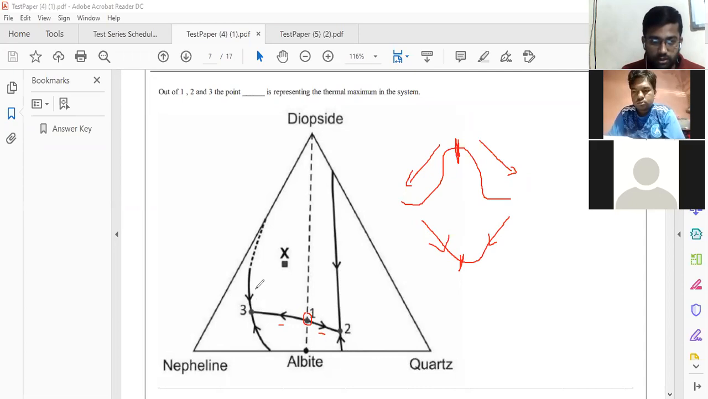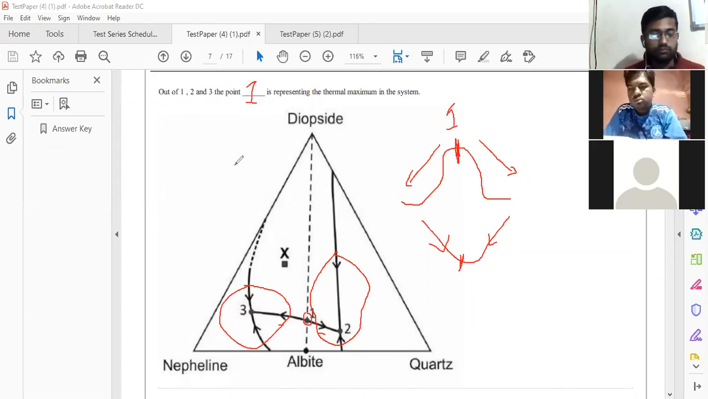तो यहाँ पे inside है 3 arrows, means your 3 will be your eutectic point. Here also you will see 3 arrows, means point number 2 is also your eutectic point. So point 1 is your thermal maximum. Okay, so answer 1. Clear? Maximum means higher value.